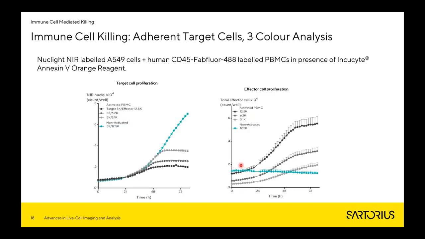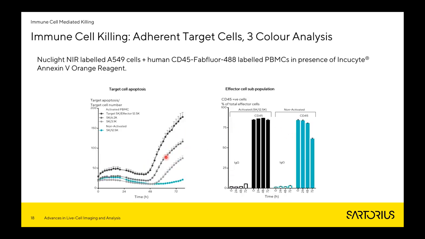We can then plot this data out and we can look at activated versus non-activated PBMC. So we can see that with non-activated, we see a proliferative response from the A549s. And then when we have increasing effector to target ratios, we see a decrease in the proliferative response of the A549s. Conversely, when we look at effector cell proliferation, we don't see any proliferation when the PBMCs are non-activated, but we see a strong proliferative response when we're looking at activated PBMCs at the highest effector to target ratio.